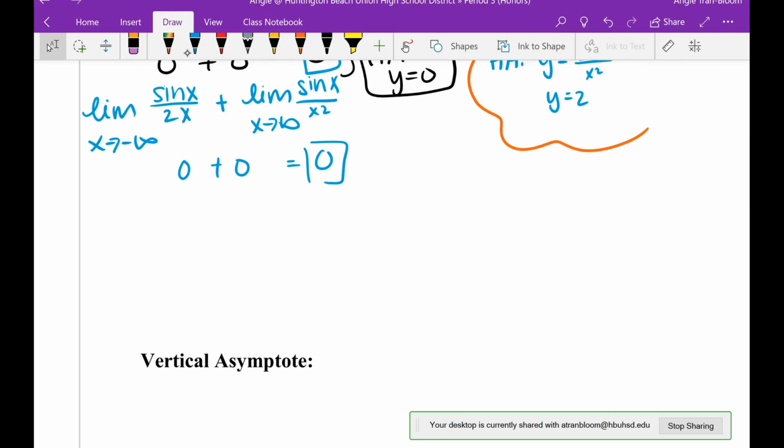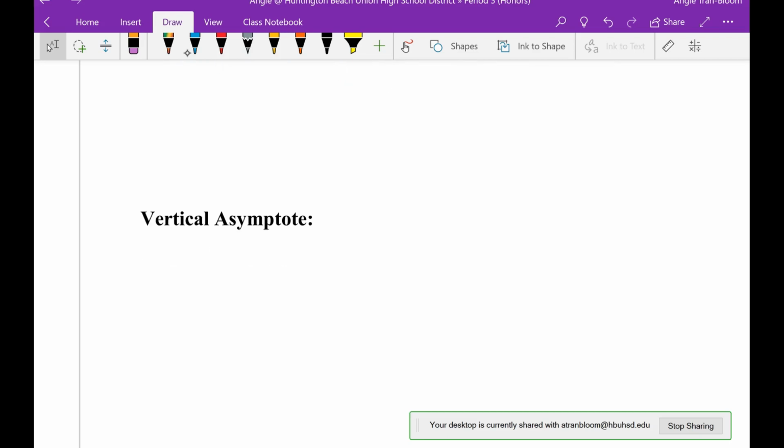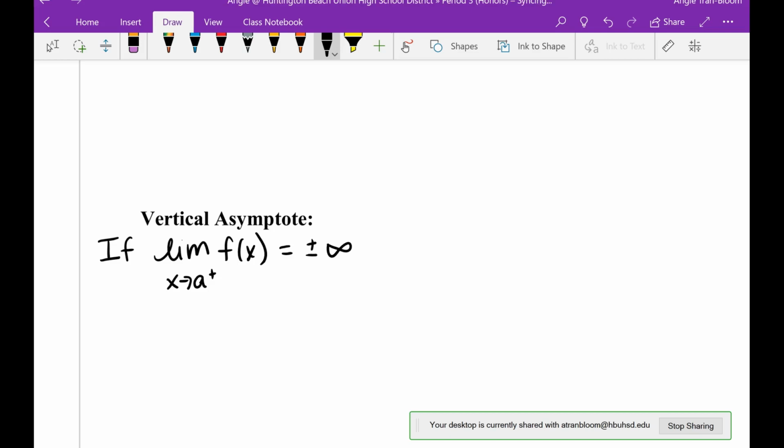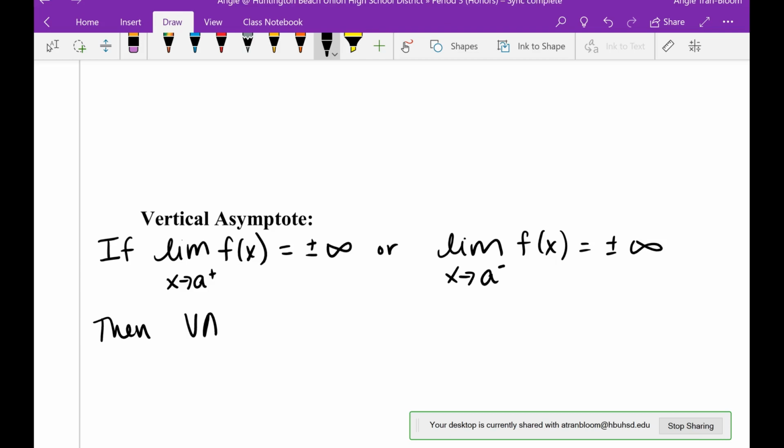So now you know how to find horizontal asymptote algebraically and the limits way. Vertical asymptote, you already know how to find it algebraically. Let's define the limits way. If the limit of some function, let's call it f of x, as x approaches a value from the right, equals positive or negative infinity, or the limit as x approaches some value from the left of a function equals positive or negative infinity, then, if that is true, the VA, vertical asymptote, is simply x equals a.